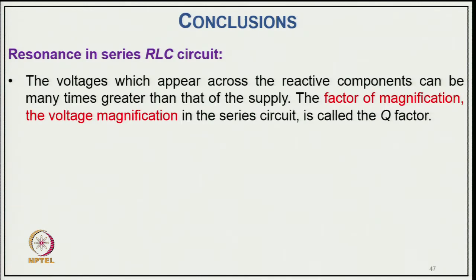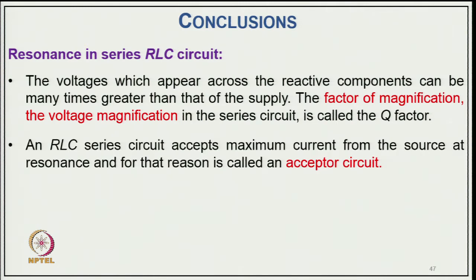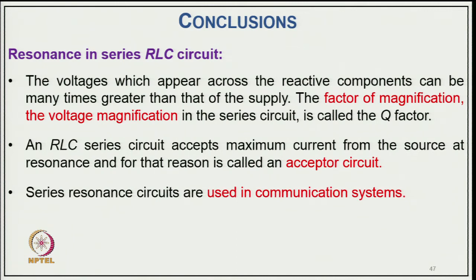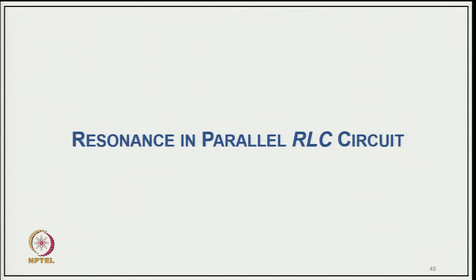So, now coming to resonance in series RLC circuit, the conclusion is that the voltages which appear across the reactive components can be many times greater than that of the supply. The factor of magnification, the voltage magnification in a series circuit, is called the quality factor. An RLC circuit accepts maximum current from the source at resonance, and for that reason is called an acceptor circuit. Series resonance circuits are used in communication systems.